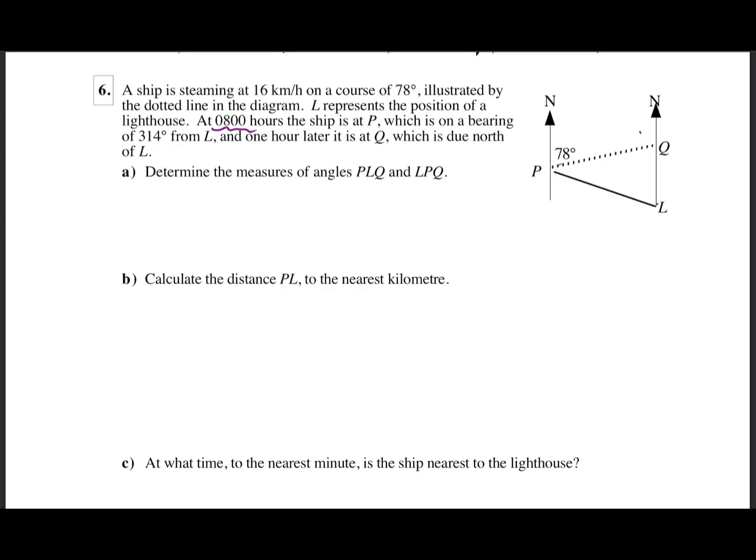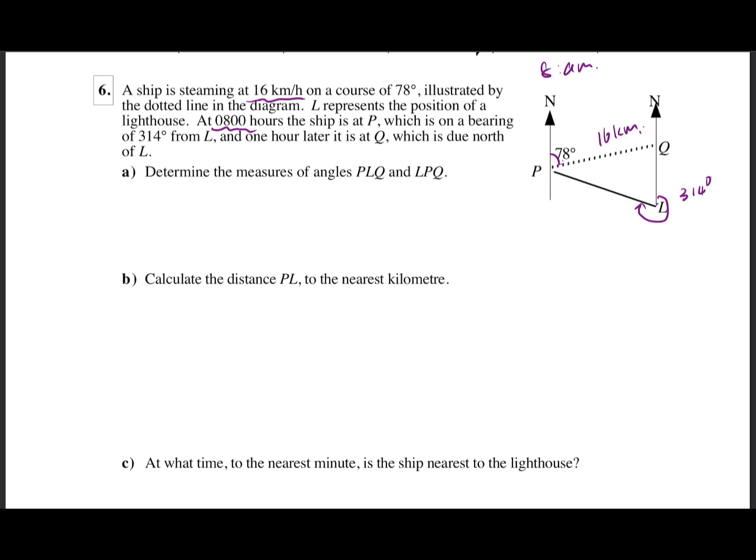Okay, let's do our homework for lesson 6, and for this one. The first one, we can know the course is 78 to the direction of Q. And then at 0800 hours, I think this maybe means 8 a.m., it is at P on the bearing 314 degrees, and 1 hour later it's at Q, and the speed is 16 kilometers per hour. So PQ is 16 kilometers.